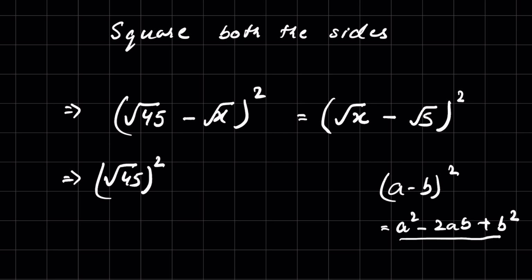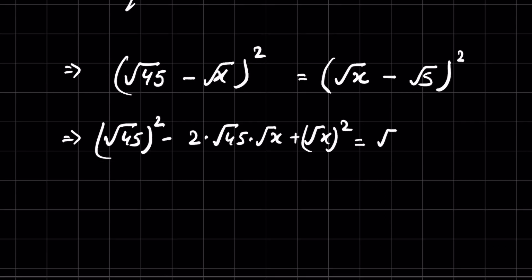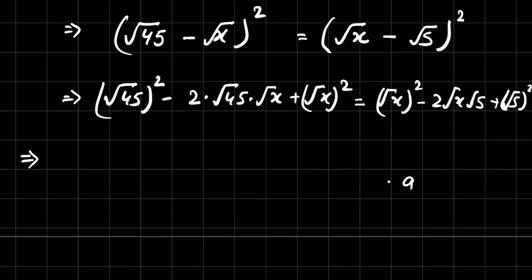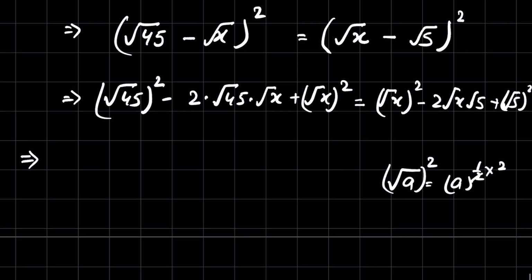So, (√45)² − 2 times √45 times √x + (√x)² is equal to (√x)² − 2 times √x times √5 + (√5)². When a square root is squared, the square root gets removed. Why? Because square root means it is raised to the power of 1 upon 2. So, when we square it, that means it's multiplied by 2 in the power. Now, this 2 and this 2 get cancelled.